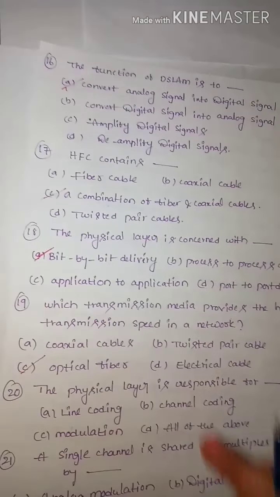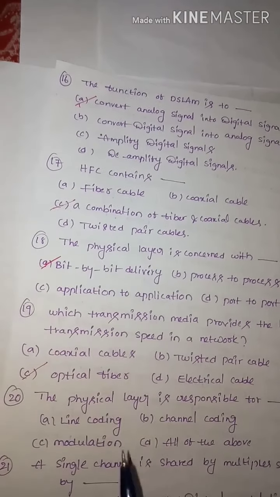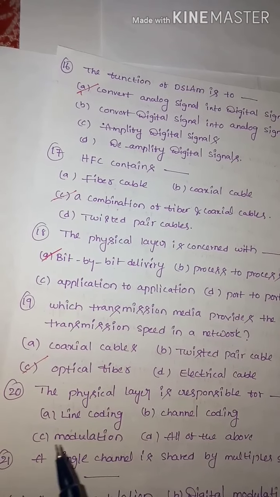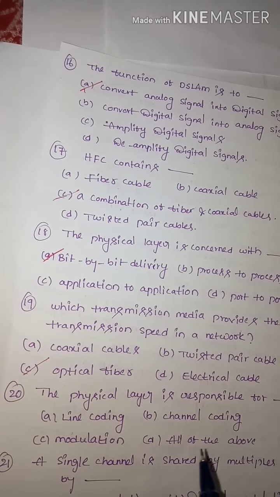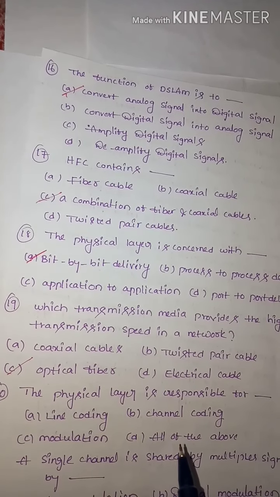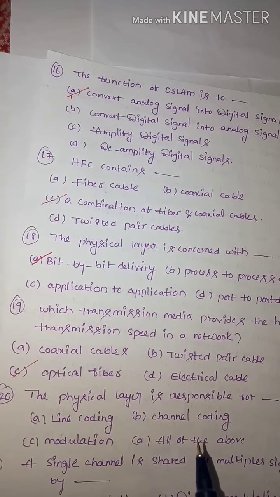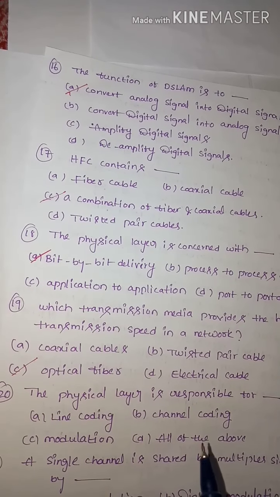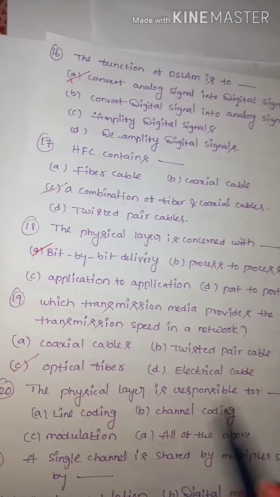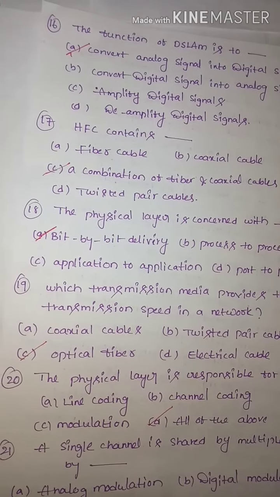Next one, the physical layer is responsible for dash. Option A, line coding. Option B, channel coding. Option C, modulation. And option D, all of the above. The physical layer is responsible for line coding, channel coding and modulation, which are needed for the transmission of information. So the correct answer is all of the above. Option D is the correct answer.